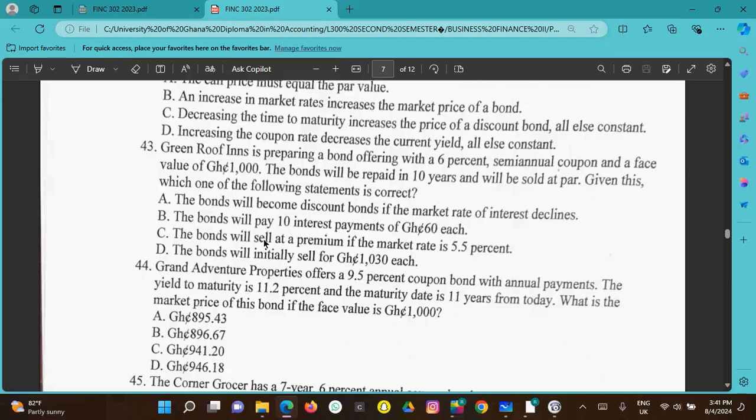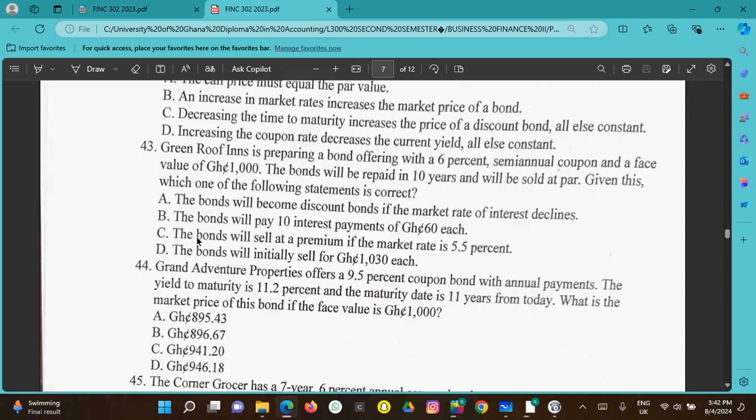the answer is C. The bond will sell at a premium if market rate is 5.5, because looking at here, the bond will become a discount bond if market rate declines. That's false. The bond will pay 10 interest payments each of that. That's wrong, because this is a semi-annual coupon, so it is going to pay more than 10. It's going to pay 20, right?